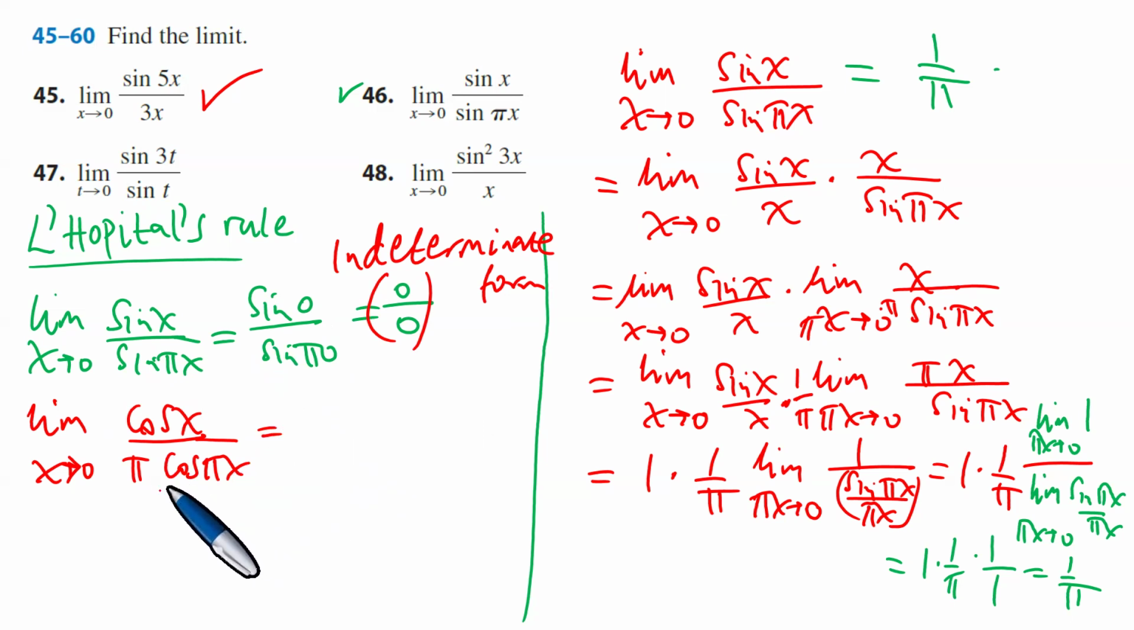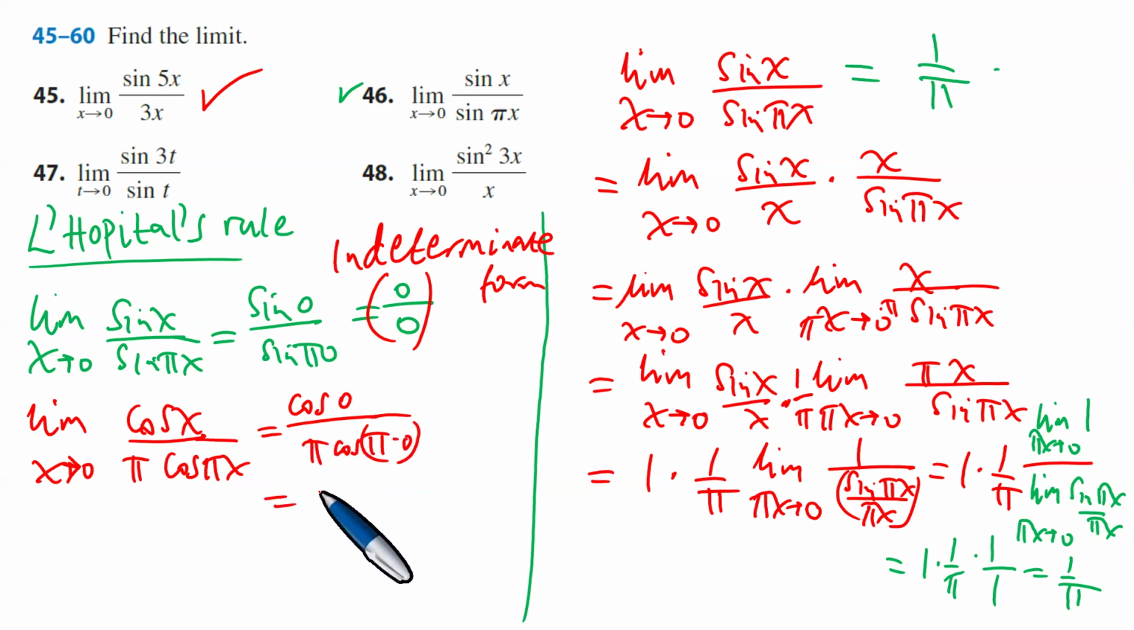In which case, at this point, you can take the limit again. We have cosine 0 divided by pi cosine of pi times 0. And what is cosine 0? It is 1, and this one is also 1. So it's pi times 1, and therefore the answer is 1 over pi. So we got 1 over pi before, and we're getting 1 over pi now. So indeed, the answer 1 over pi holds true.